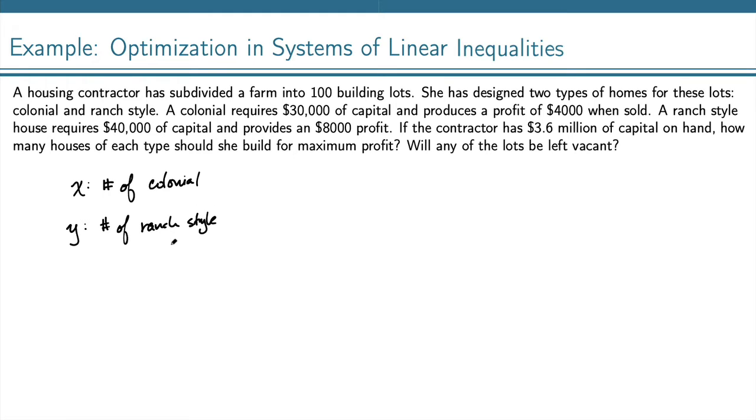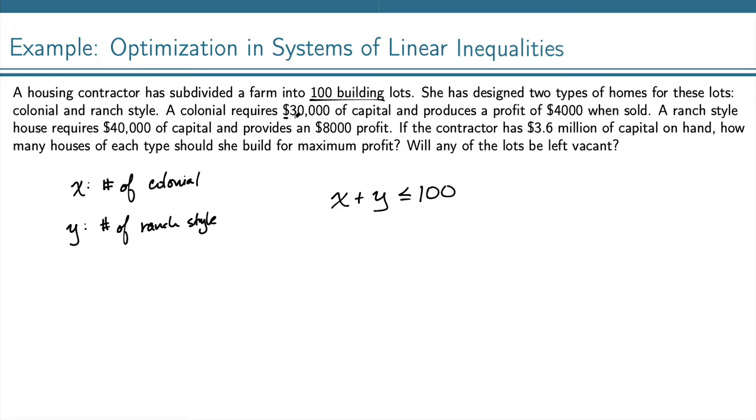And now we're going to talk about some restrictions. The first restriction that we have mentioned is that there are 100 building lots. So however many houses she builds, X plus Y, that better be less than or equal to 100. She can't build more than the number of lots that she has. The next thing is the capital.